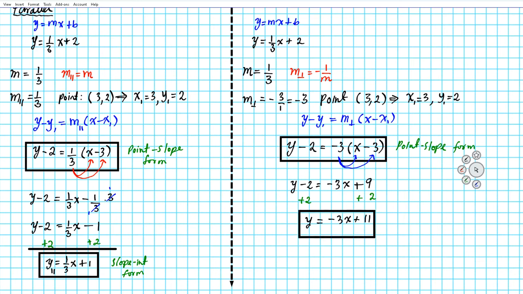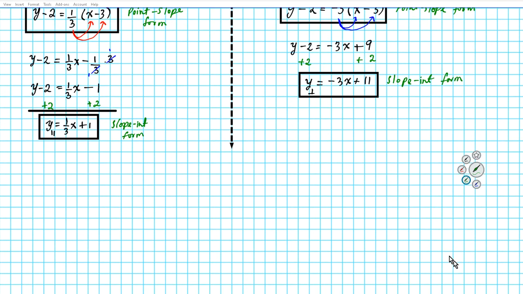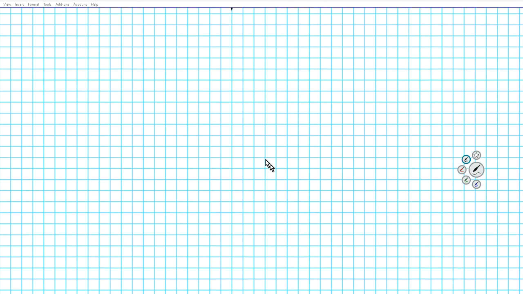And there goes the equation of the line in slope-intercept form. Okay? So this is y perpendicular, and it's in slope-intercept form. All right, so let's go ahead and graph all the lines so we can have a visual understanding as to how they are related to each other.